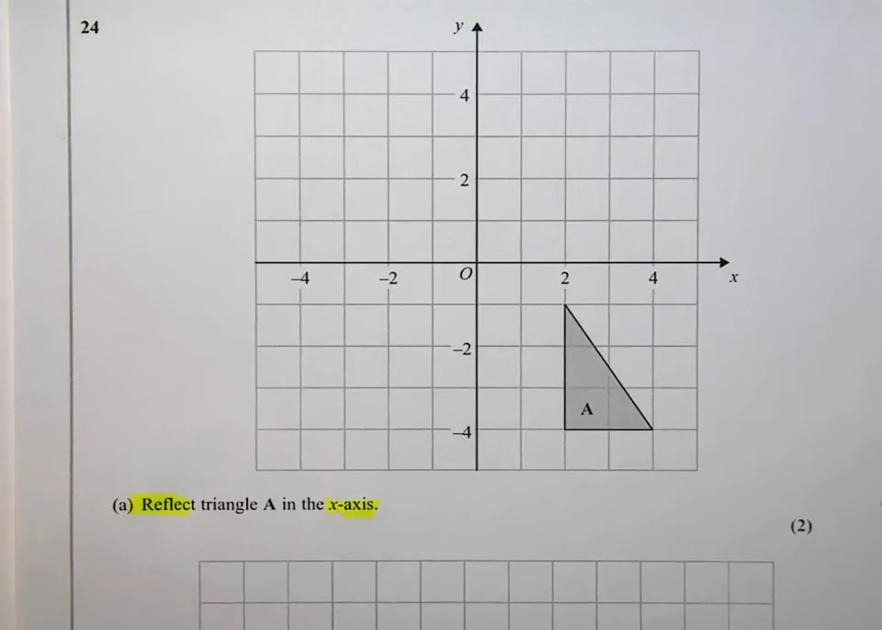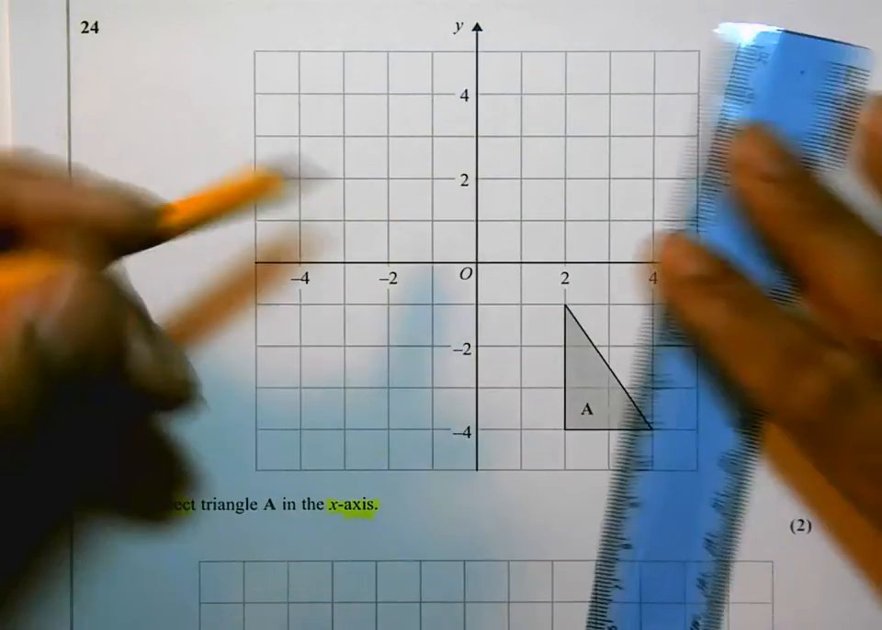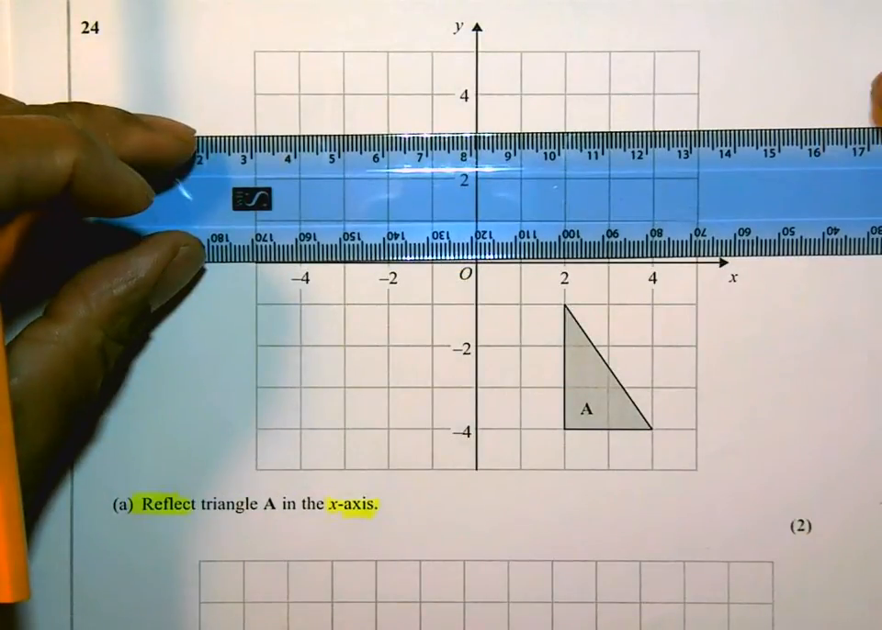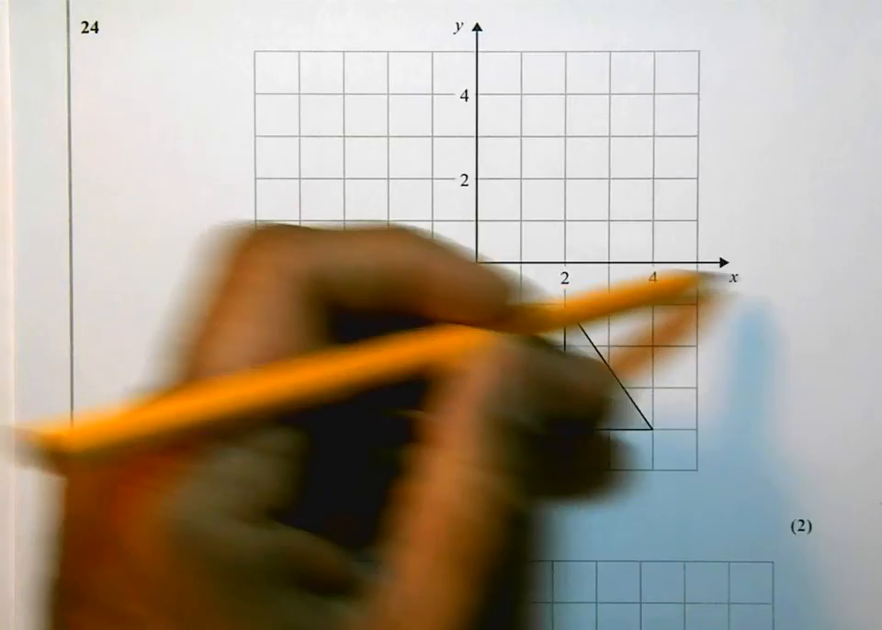Now, there are loads of ways to do this. A lot of people don't need extra tools, but what you do need to make sure you use is a ruler and a pencil, right? Do not do this without a ruler or a pencil. This here is going to be the mirror line, the x-axis. It's labeled x.